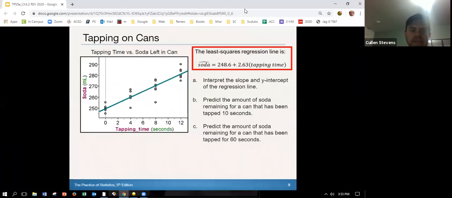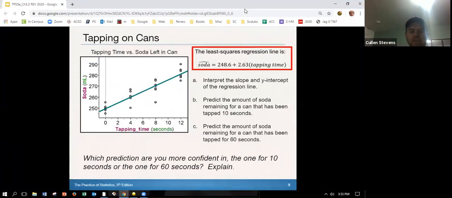And that kind of leans to this point here. Which prediction are you most confident in? The one for 10 seconds and the one for 60? I think what we're going to find is our 10 seconds that's here within our data set, our model is built around that, is something we can be a lot more confident with than what we can do with 60. Because if you think about it, tapping it for 2 minutes or 5 minutes or 10, there's no way we can produce more soda in that can than ever existed here.